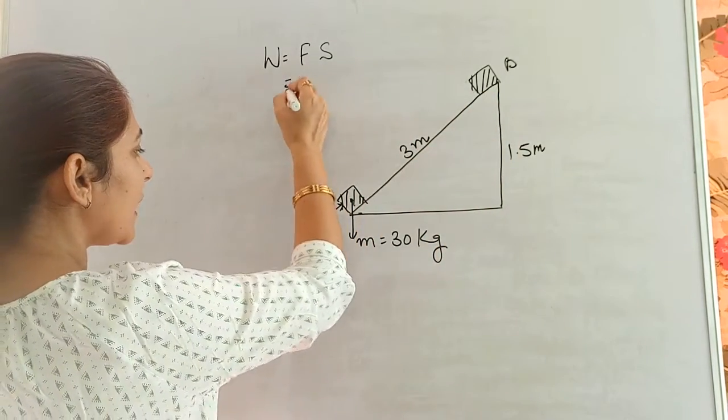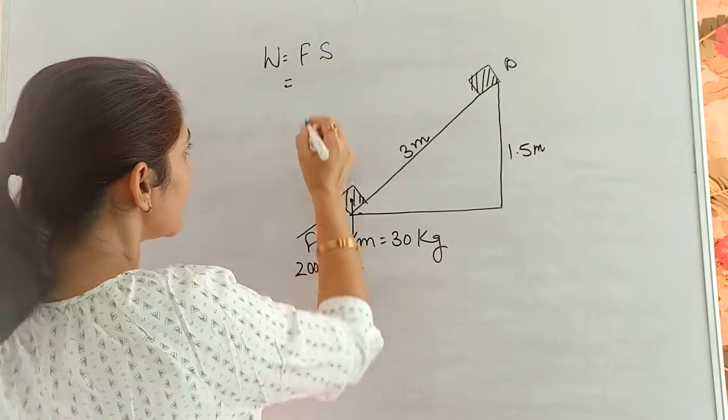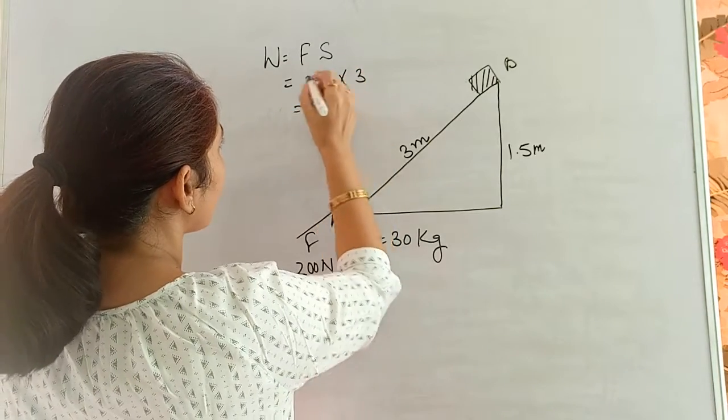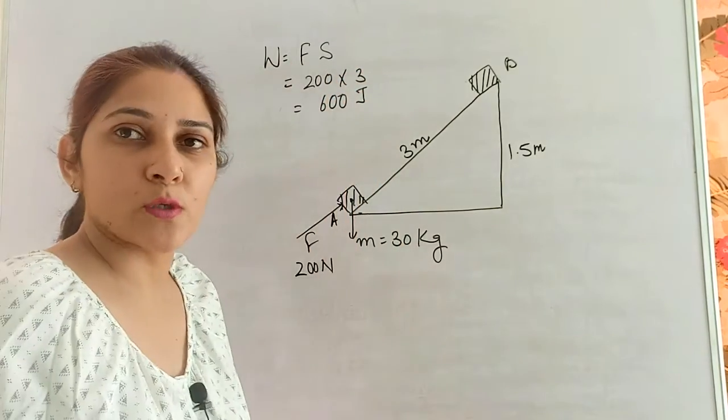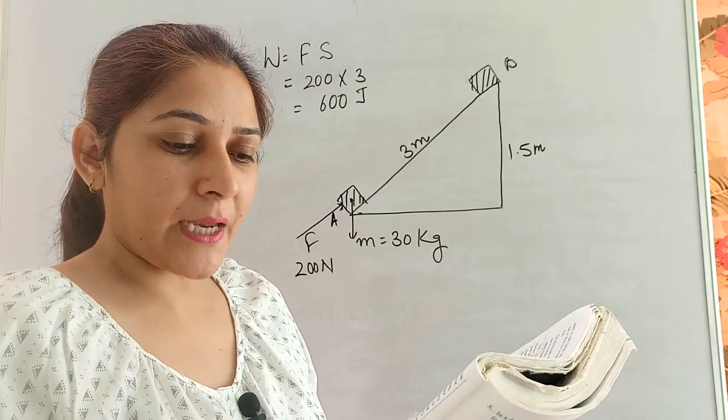So the force which we are applying here, how much force have they given? 200 newtons. So this is 200 into 3. So that will be 600, and work done is calculated in joules. Fine. Then the second one, they are saying the potential energy gained by the block.